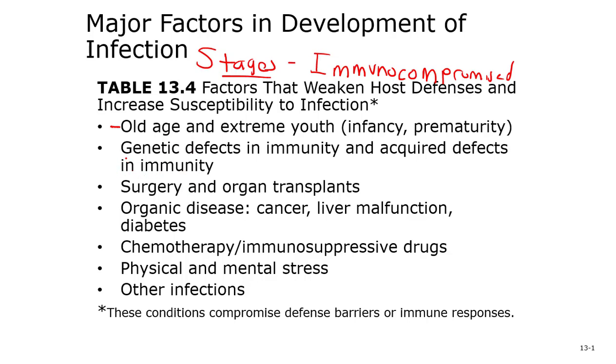Any type of genetic disorder that will affect the immune system, anybody who's recently undergone surgery or an organ transplant will have a weakened immune system. Pretty much anyone with any other type of primary disease like cancer, diabetes, liver problems, someone under chemotherapy or under immunosuppressive drugs, extreme stress, and just having any other type of infection, whether it be a cold, flu, or even something more serious, could compromise the immune system.